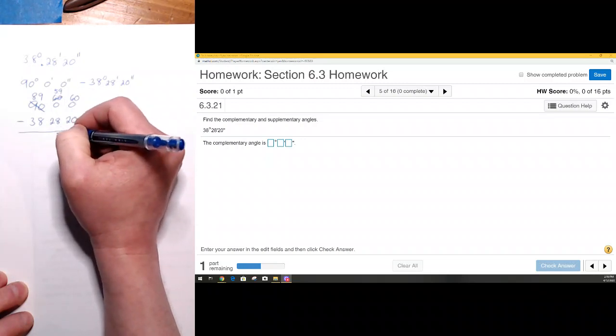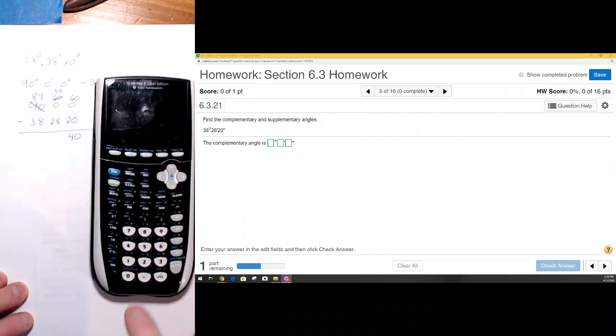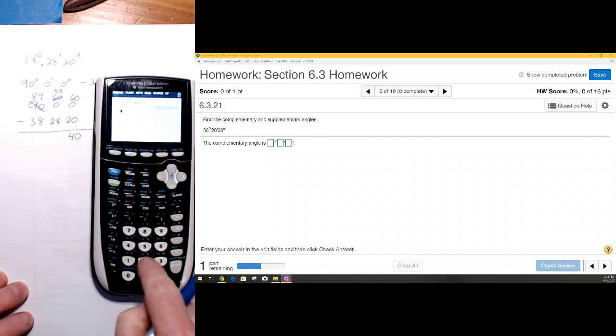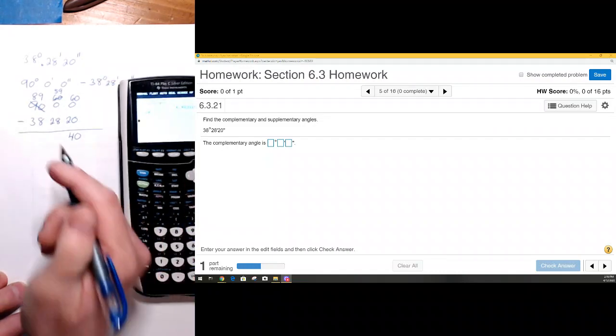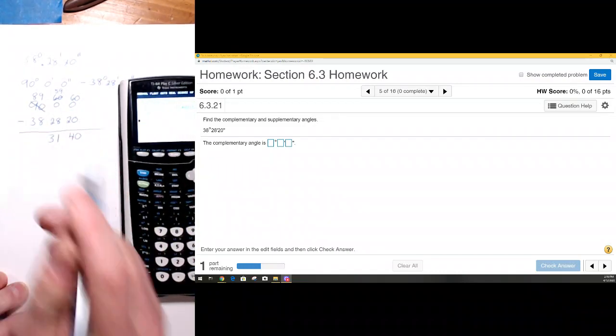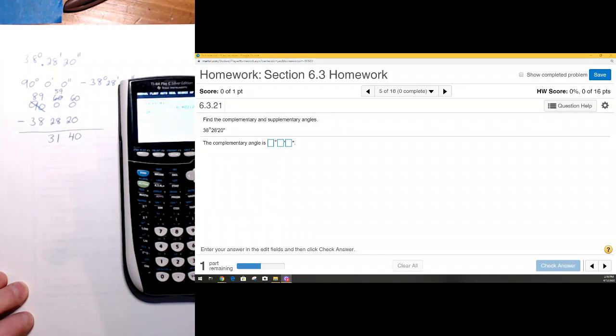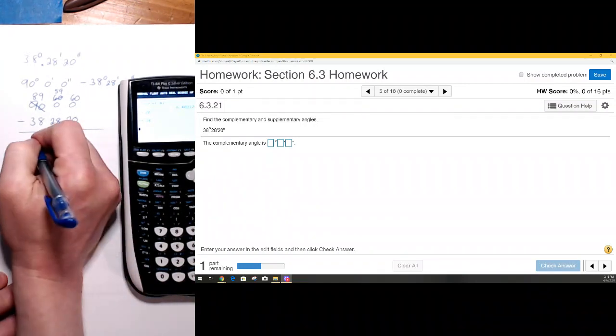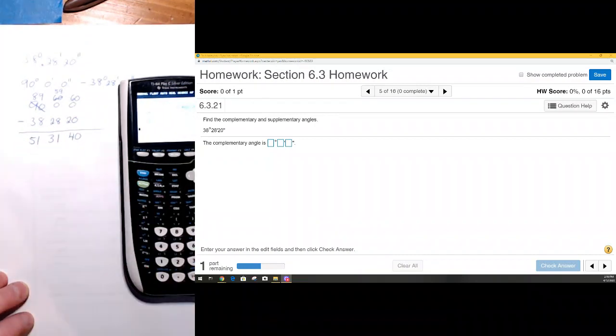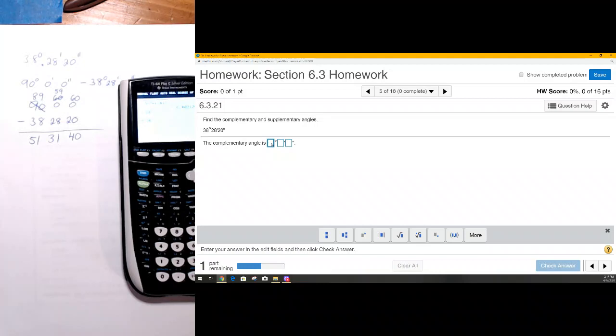59 minus 28, I'm going to get 31. And then 89 minus 38, and that's going to give me 51. And so that should be my answer that I have.